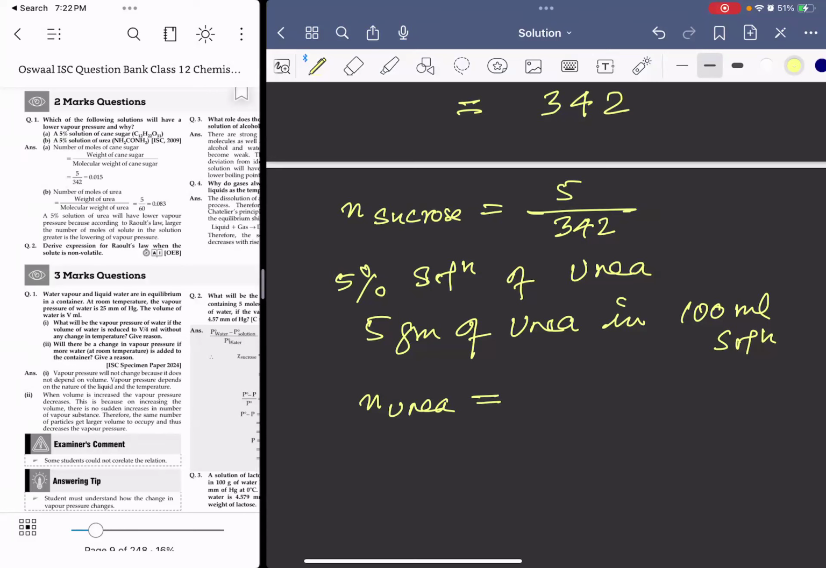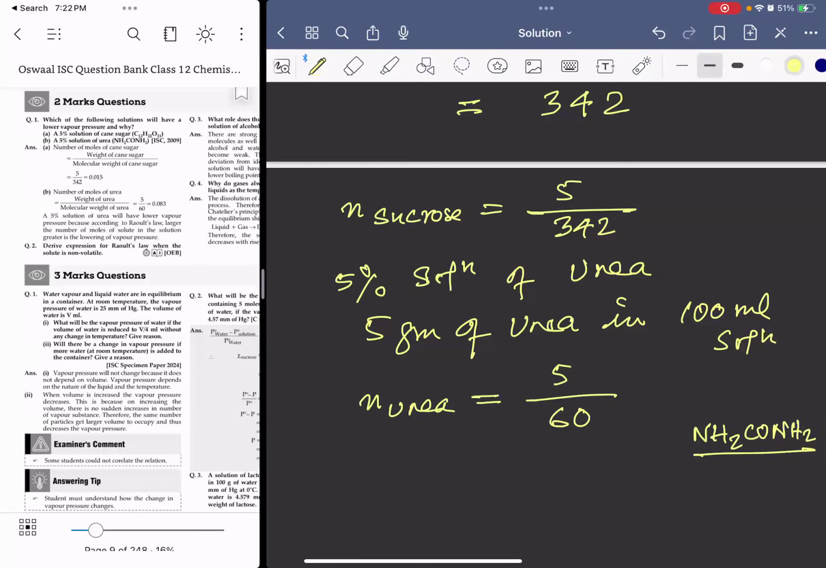How do you find the number of moles? Mass in grams divided by molecular mass. What is the mass? Mass is 5. What is the molecular mass of urea? From the formula of urea, which is NH2CONH2, if you calculate by adding the masses of all the atoms, it will come out to be 60. You can try.